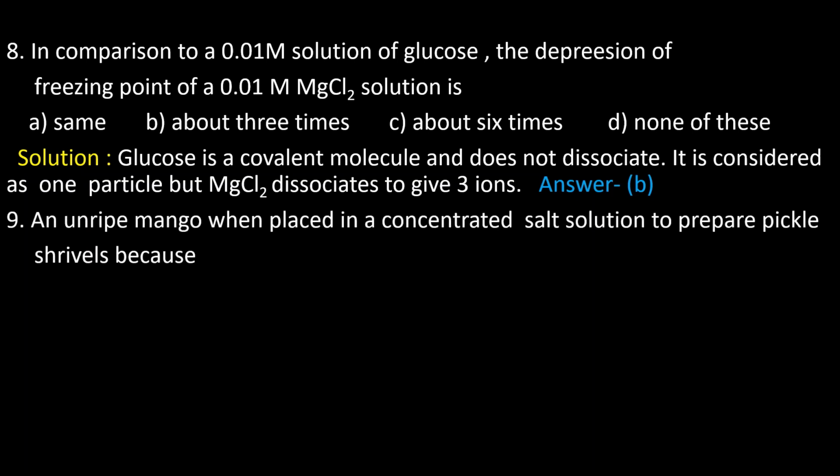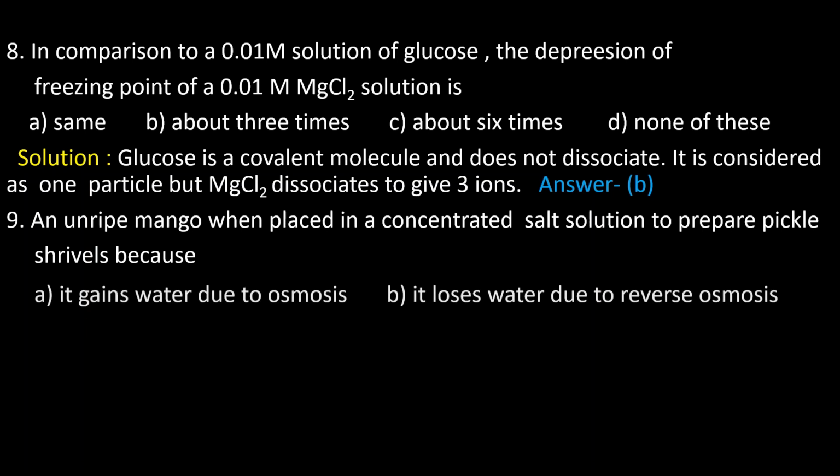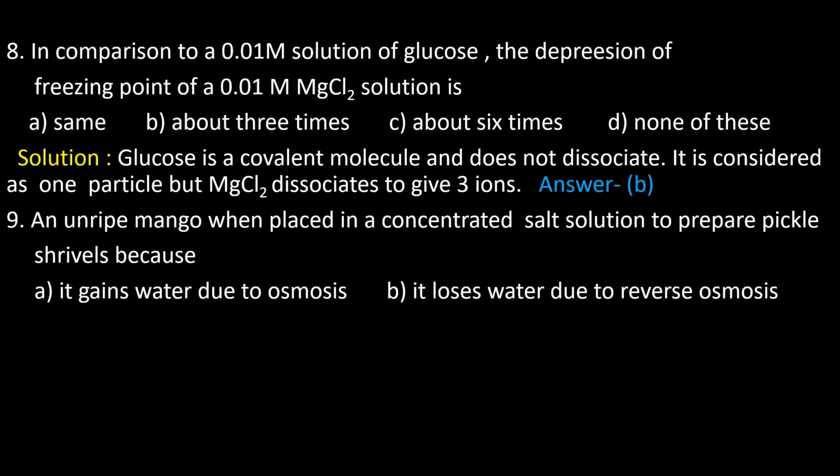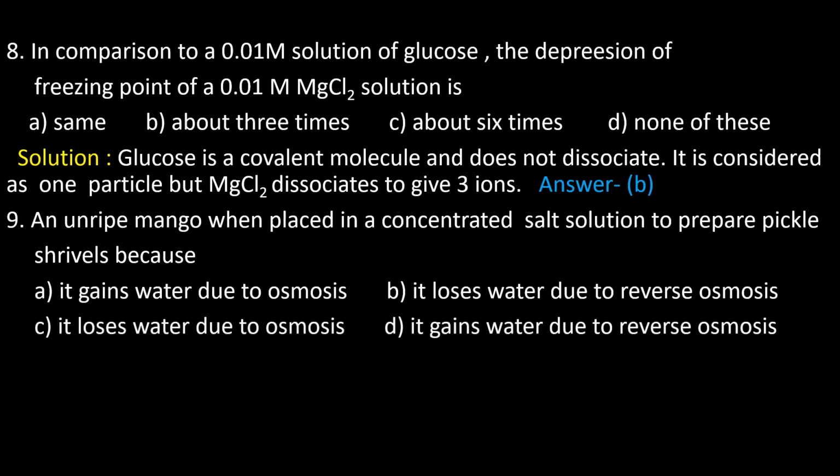Now we should take the next question. Question number 9. An unripe mango, when placed in a concentrated salt solution to prepare pickle, shrivels because A. it gains water due to osmosis. B. it loses water due to reverse osmosis. C. it loses water due to osmosis. D. it gains water due to reverse osmosis.